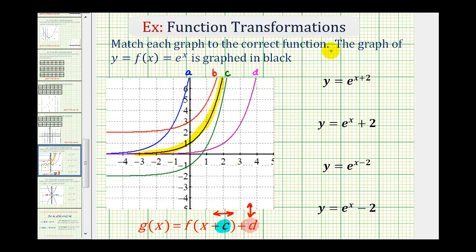So we're going to write each of these in terms of f of x, where f of x is equal to e to the power of x. Looking at our first function, notice how we have e raised to the power of x plus 2, which means the input into f would have to be the quantity x plus 2. So we can write this as y equals f of the quantity x plus 2. In this form, we should recognize that c would be positive 2, and when c is positive 2, the graph would be shifted left 2 units.